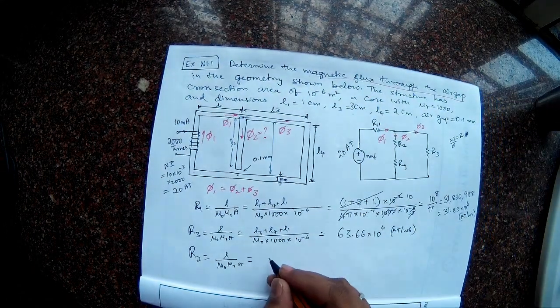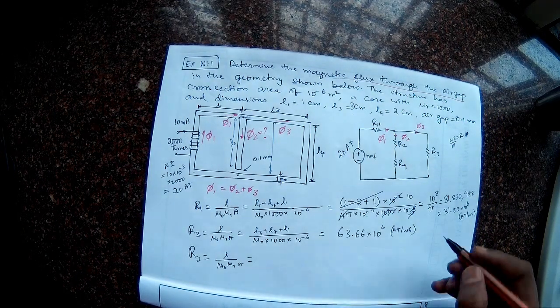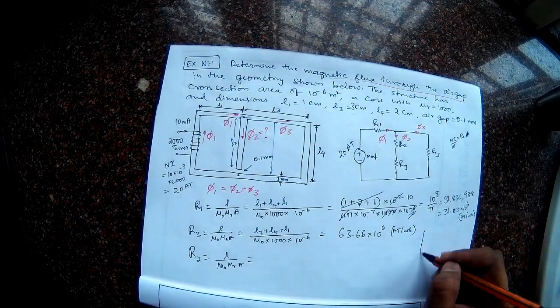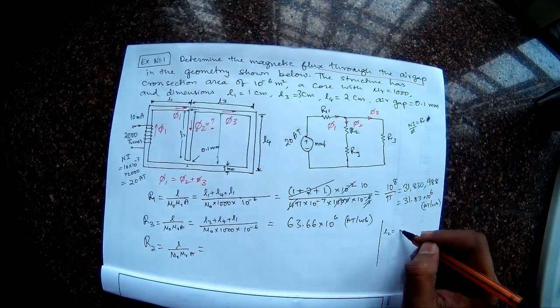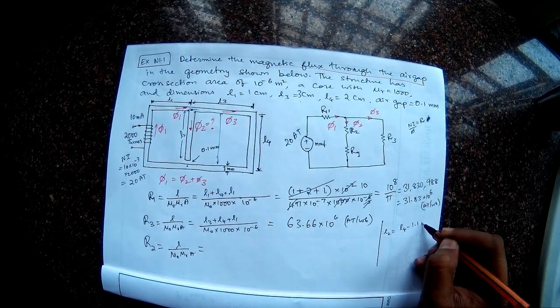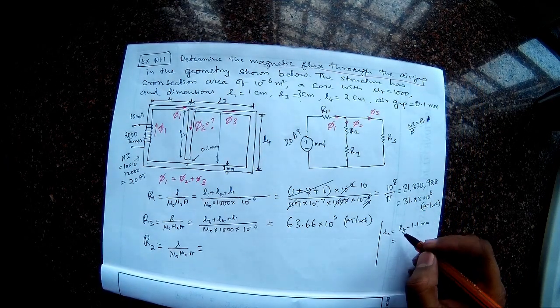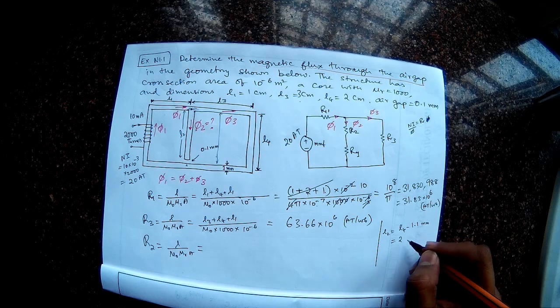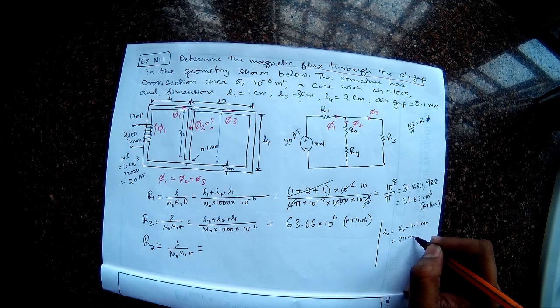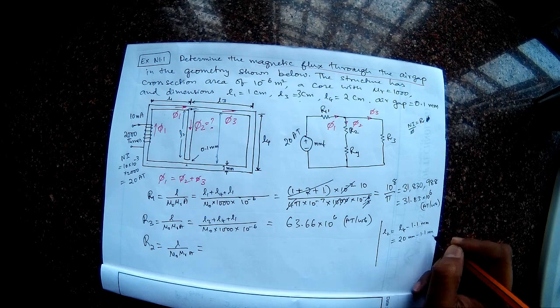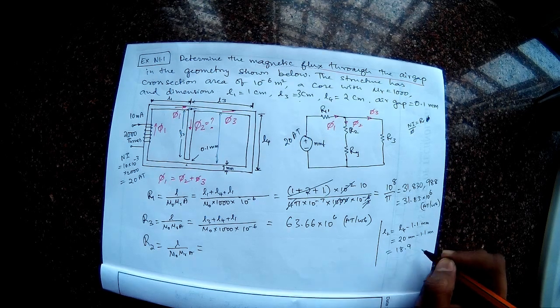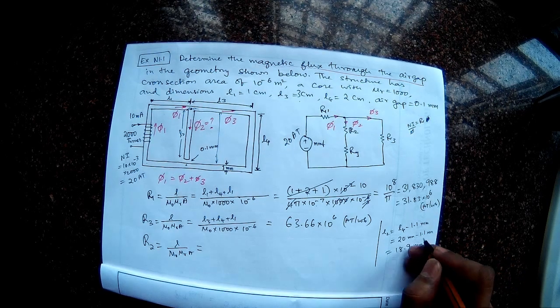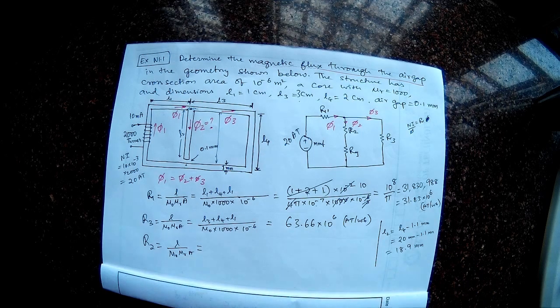Okay, so I'll just calculate that here. L2 is nothing but L4 minus 1.1 mm. Okay. So what is L4? That is 2 centimeter. So 20 mm minus 1.1 mm. So that is nothing but 18.9 mm. So with this length, I will have to calculate what is R2.